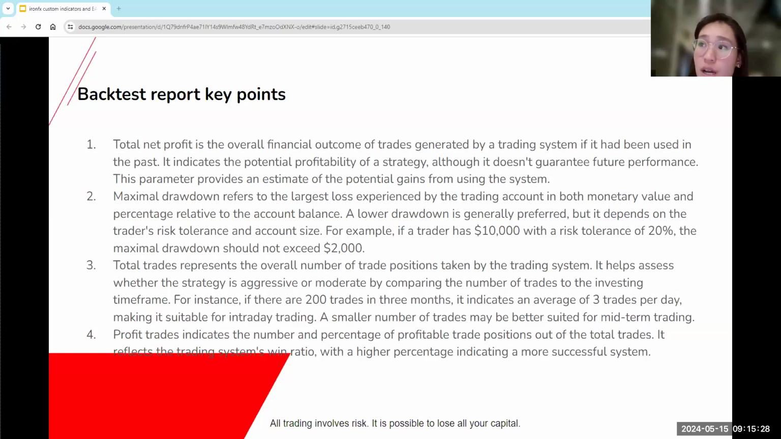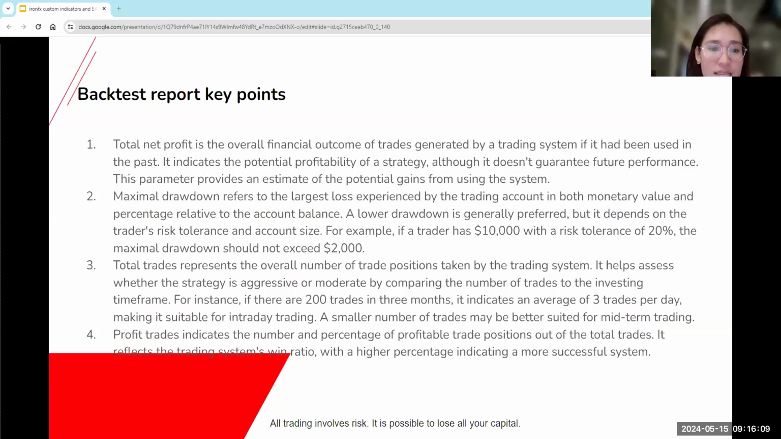Secondly was maximal drawdown, and this refers to the largest loss experienced by the trading account in both monetary value and percentage relative to the account balance. So a lower drawdown is generally preferred, but it depends on the trader's risk tolerance and account size. For example, if a trader has $10,000 with a risk tolerance of 20%, the maximum drawdown should not exceed $2,000.